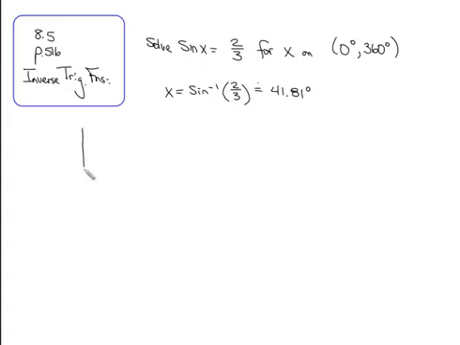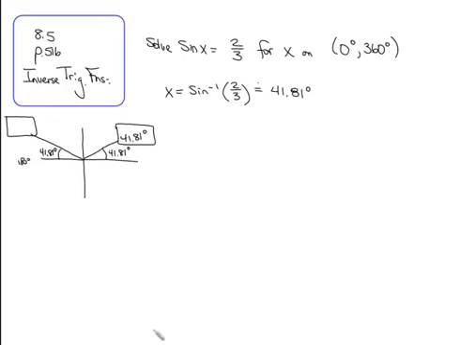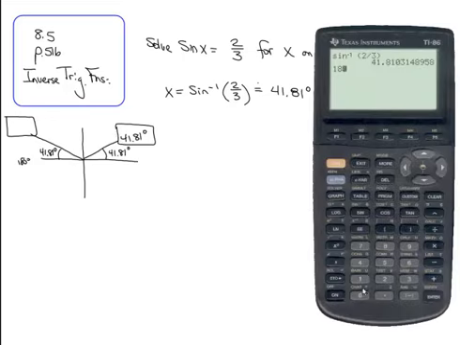So we know from using reference angles, 41 degrees is in here somewhere, 41.81 degrees. Our reference angle is 41.81 degrees. Sine is also positive in quadrant 2, so we have another solution over here. Reference angle, that's going to be 180 degrees minus 41.81 to get this solution. So 180 minus 41.81 is going to give us 138.19.